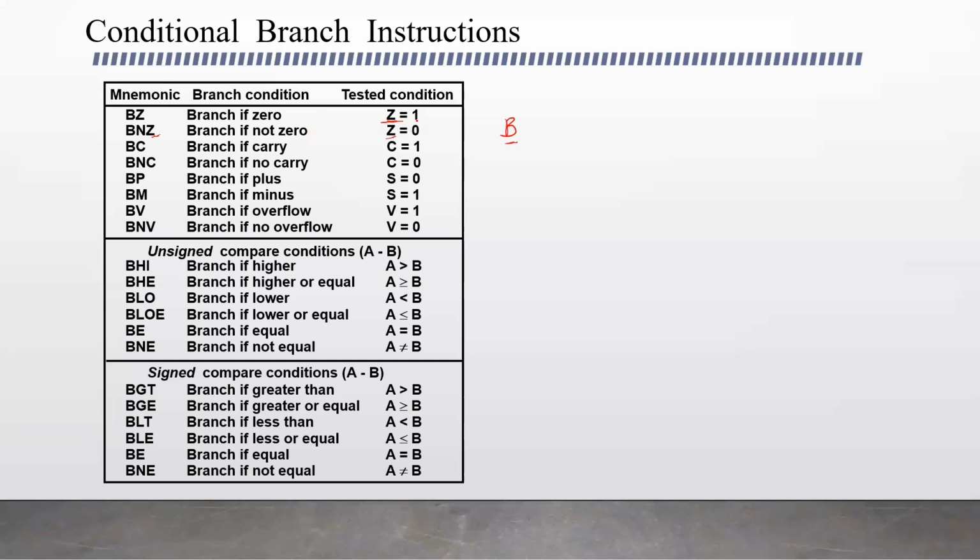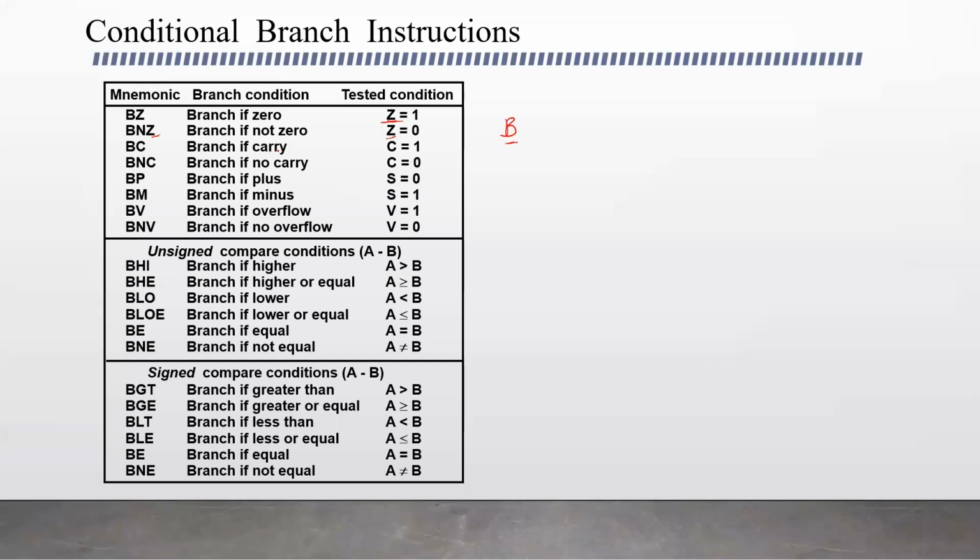If Z is 1, that means the bits are 0, so branching is done for this instruction. And branch if not 0: if the instruction is BNZ, the branching has to be done if the bits are all not zeros. So if we check the Z flag and it is 0, meaning the bits are all not 0, then branching is done. And BC, the mnemonic used for the instruction to branch if carry.